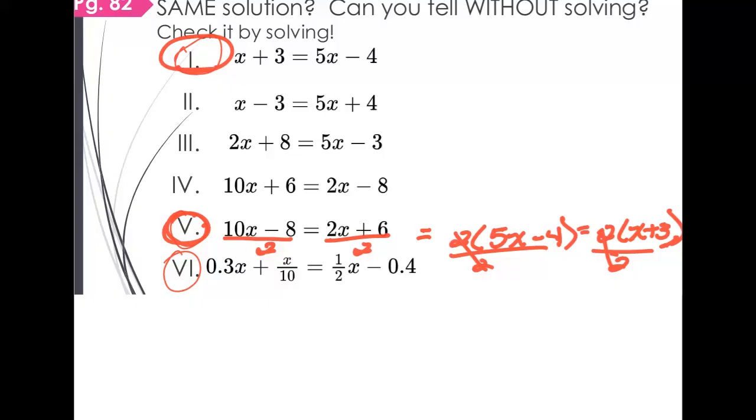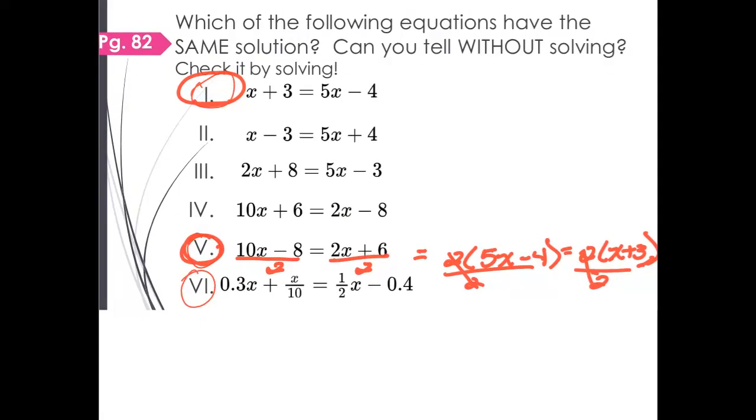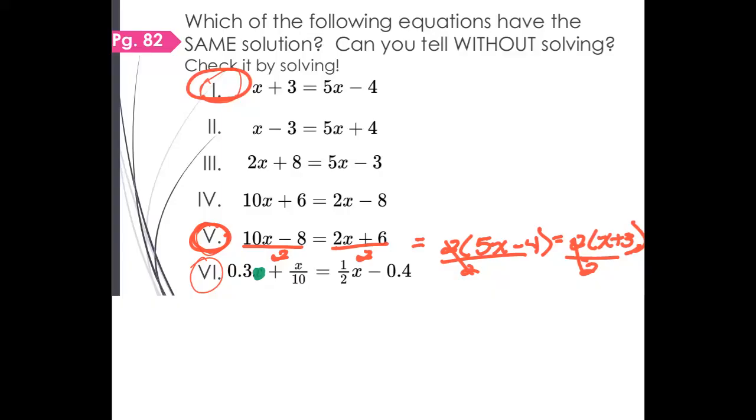Why did we say 1 and 6 were the same? Somebody else. Why are 1 and 6 the same? Everybody take a look at it up here. I mean, here you have an x, and actually this should not be an x. This is an error. Maybe that will help you. That should be just 3/10 plus x divided by 10 equals 1/2 x minus 0.4.